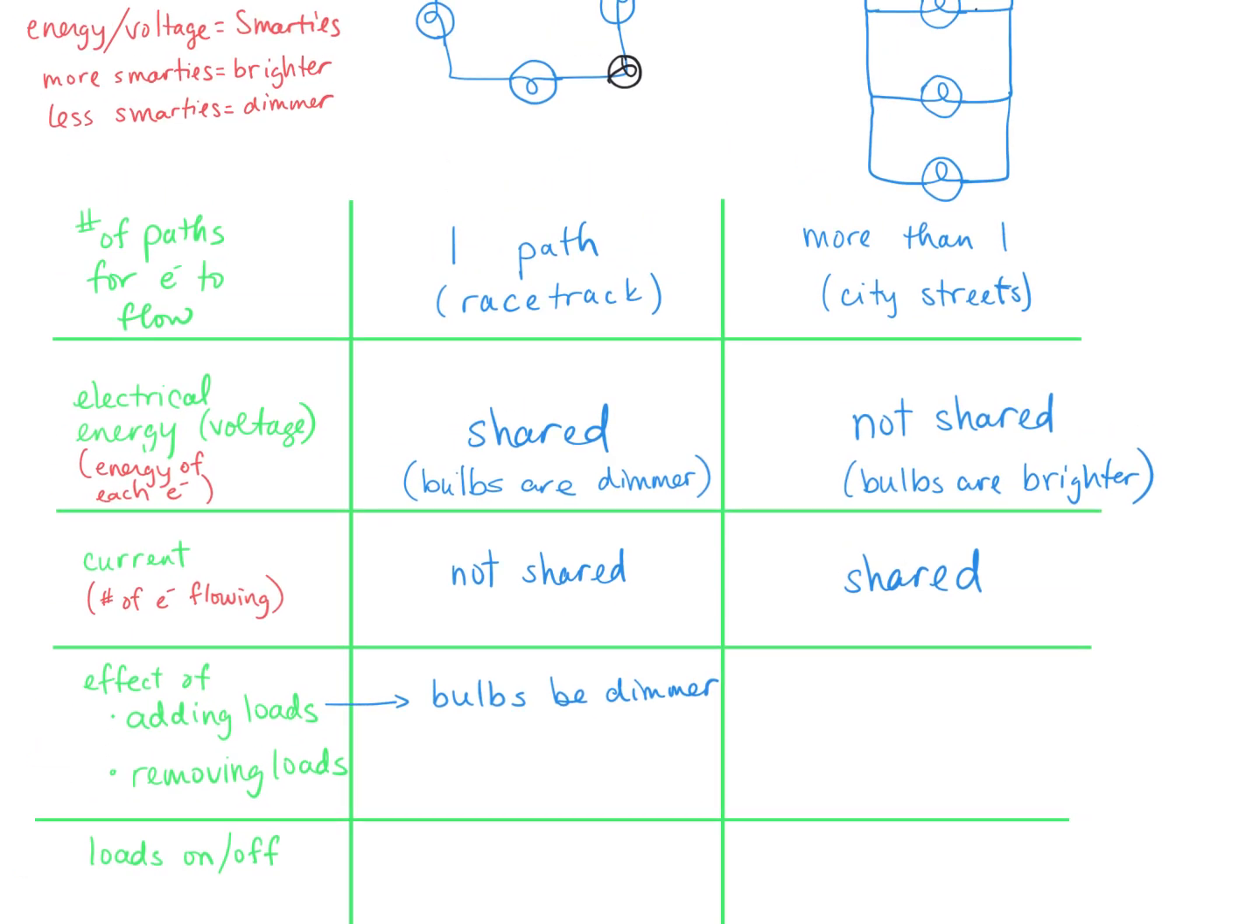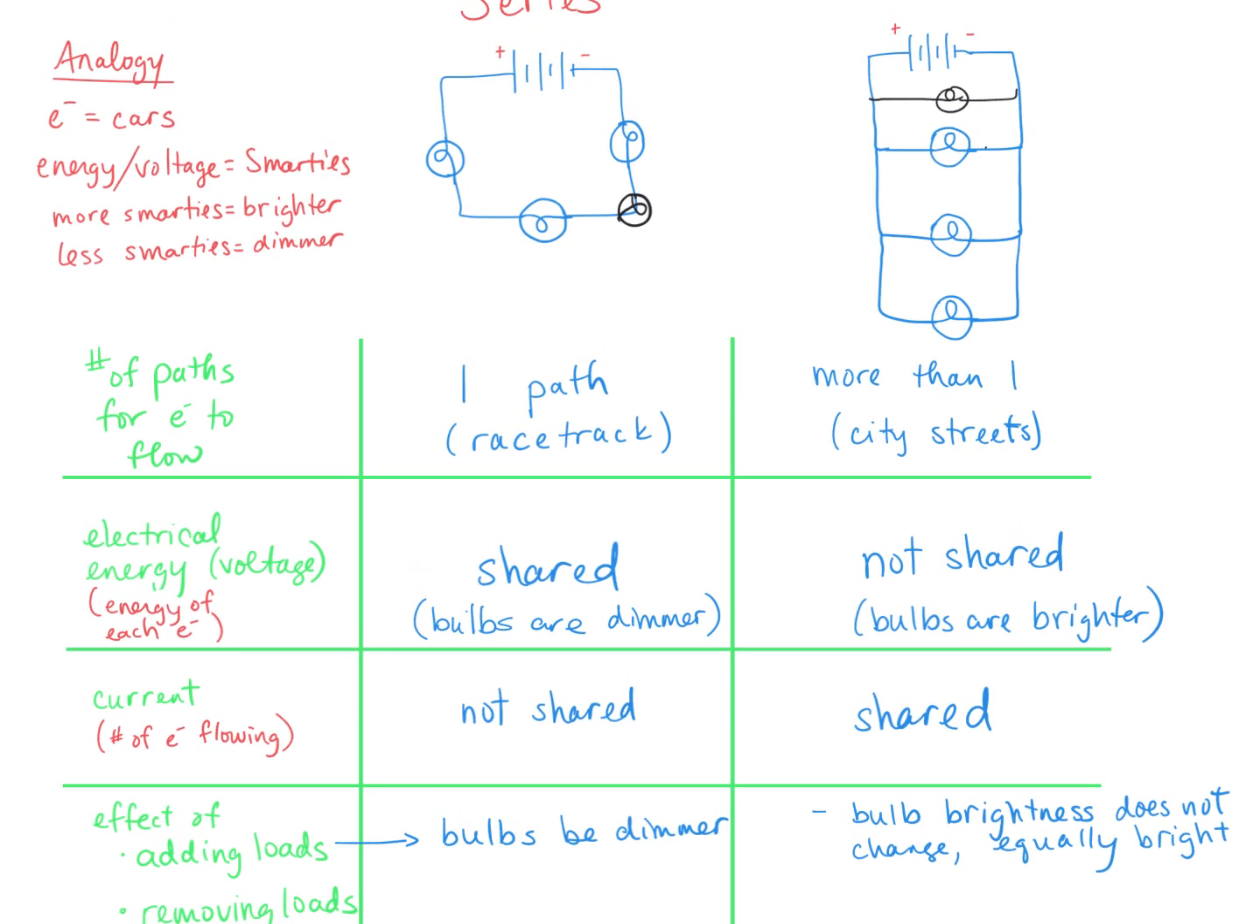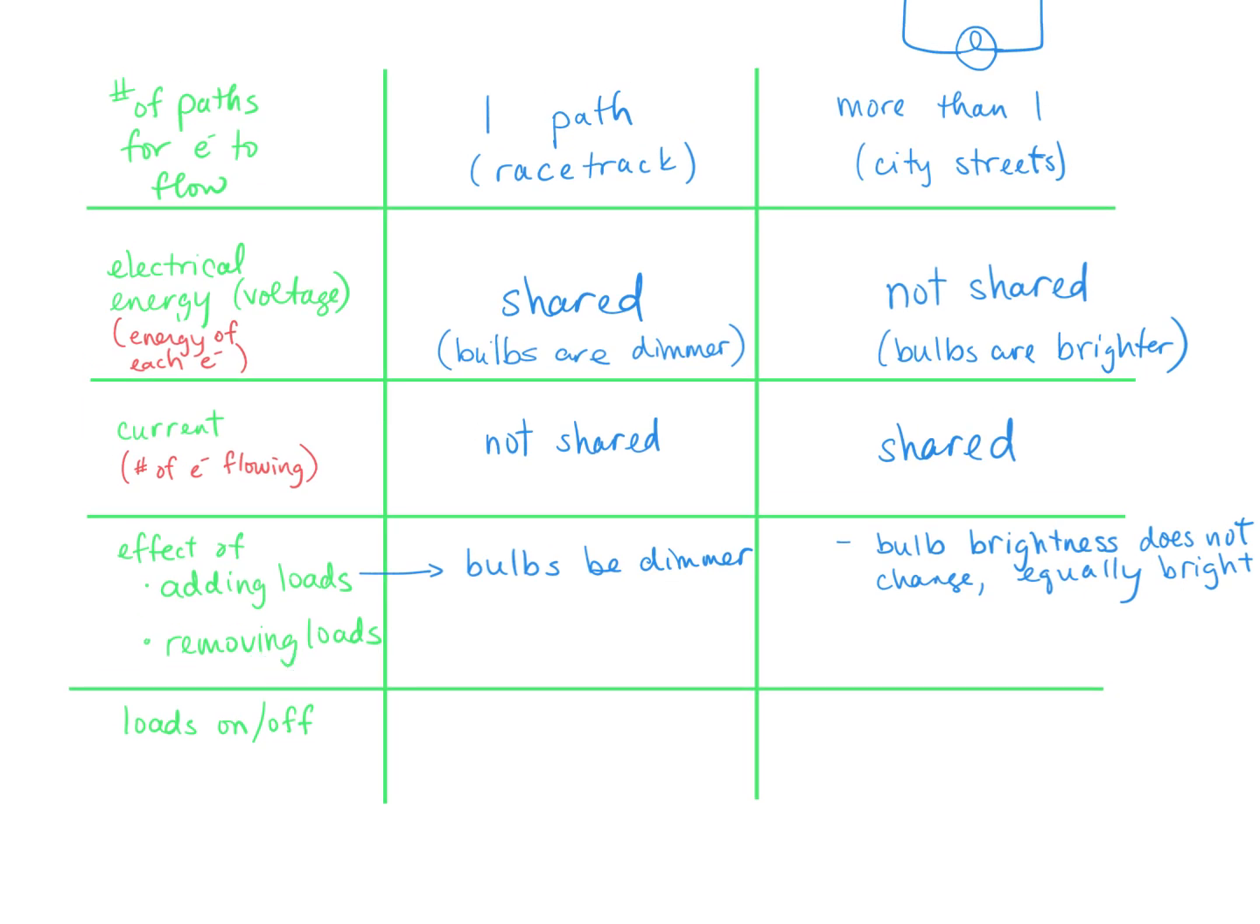So we'll come back here and say that the effect of adding loads right here is that the bulb brightness does not change for all of the other bulbs. They're all equally bright. The new bulb is going to be just as bright as the other ones, and the others don't change. Whereas in the case of the series circuit, they all become dimmer. Okay, now let's consider what happens if we remove loads.